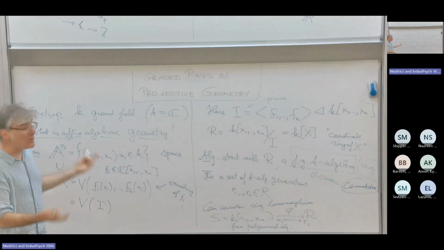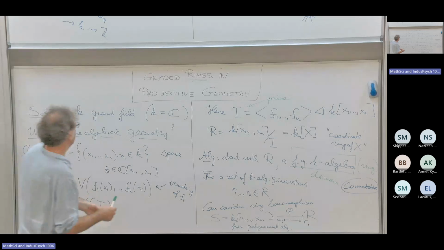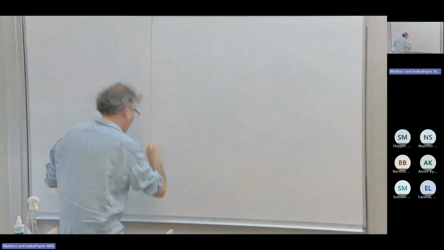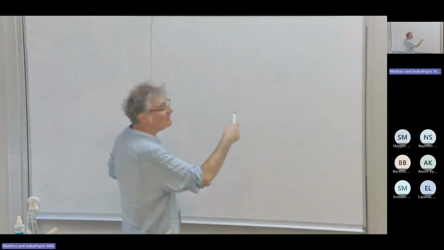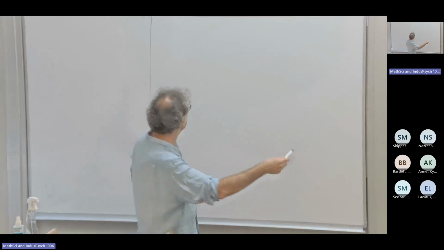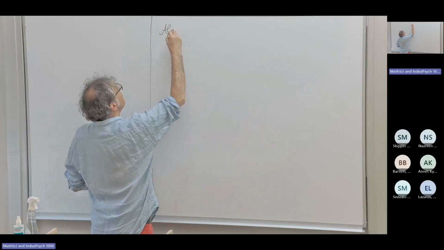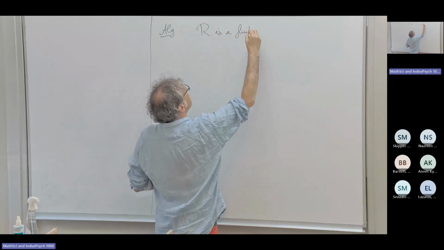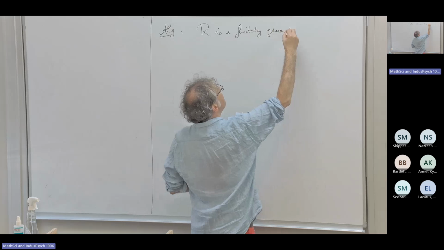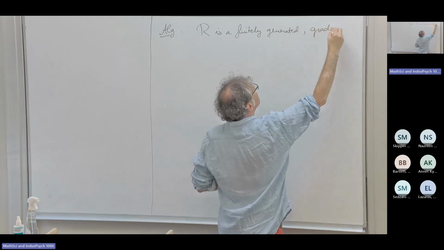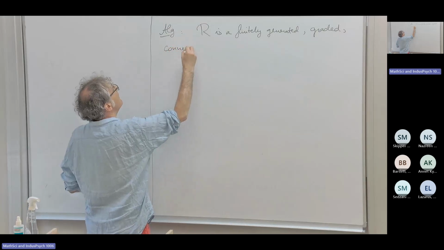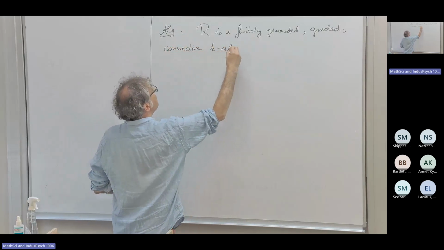Okay, so now can we go back? Yes, of course, we can go back. This is still okay on that side. Maybe I won't use the whole board, but I'll use half of it. So going back, once again, we have gone from geometry to algebra. Now, from algebra to geometry. What is our starting point? So R is a finitely generated, graded, and then let's put it connective K-algebra.